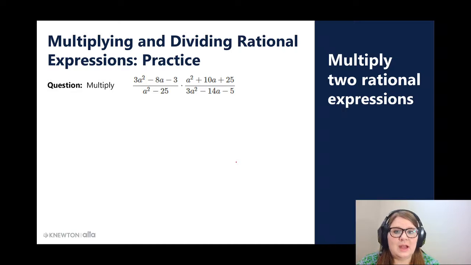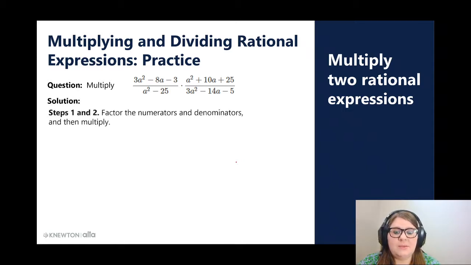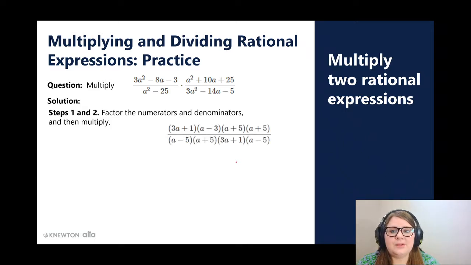So let's try another one. Taking a look at this, I want to multiply it. So again, my first step is to factor. So I'm going to factor out both the numerator and the denominator, and I'm going to multiply it across. So factoring out 3a squared minus 8a minus 3 comes out to be this 3a plus 1 times a minus 3 using the AC method.